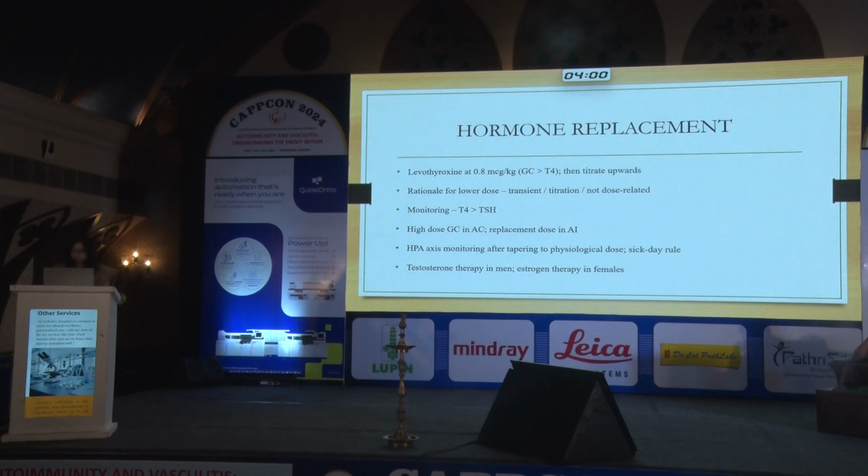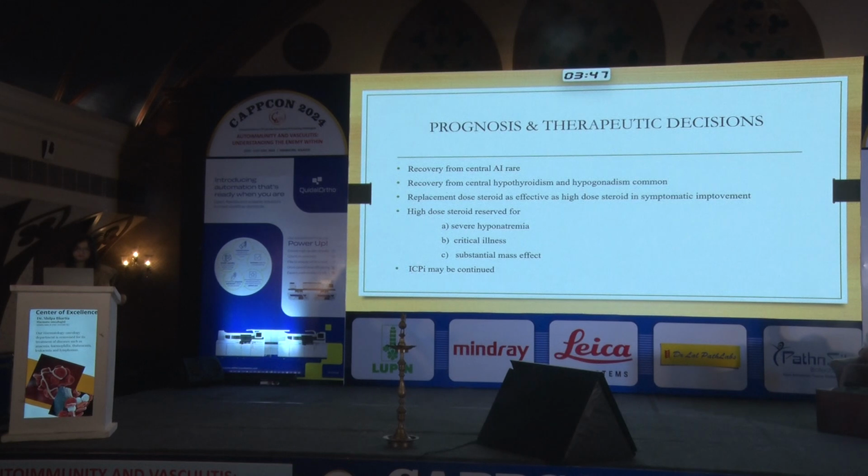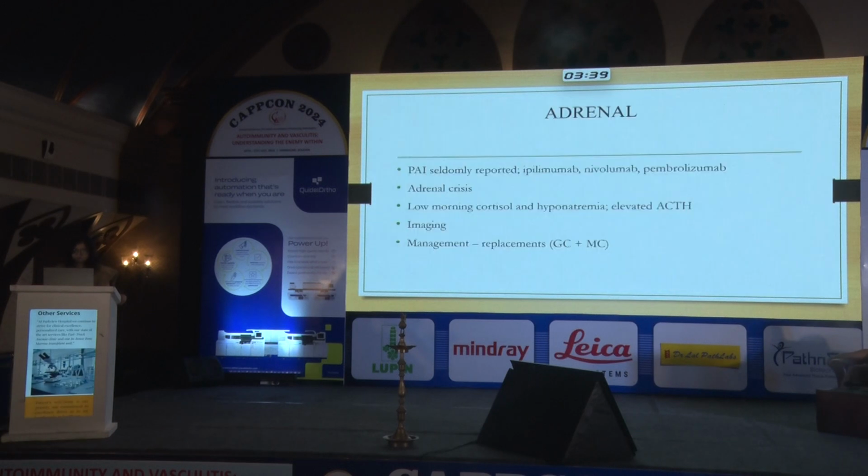Very important is to look for HPA axis recovery, after which we might decide whether to taper off steroids or not. But in very, very rare cases does the adrenal axis recover. So this patient might need lifelong replacement of hydrocortisone. Like I just mentioned, recovery from central AI is rare. Recovery from central hypothyroidism and hypogonadism is common.